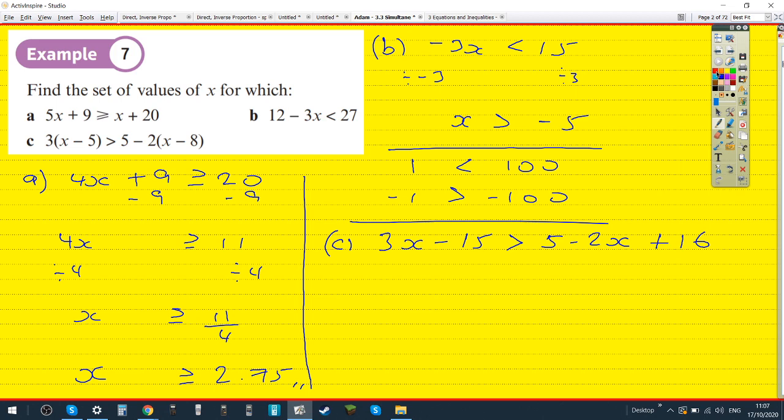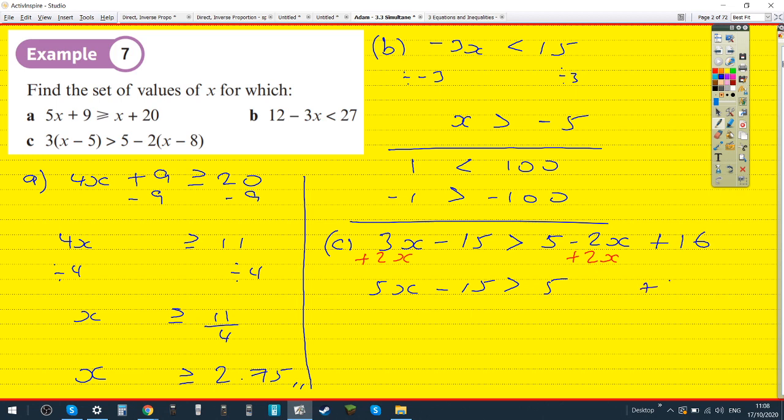Does it matter which side x is on, because there's 2 different x's? It doesn't matter. Easiest way would be to eliminate the smaller one. The small x? Yeah. So you add 2x to both sides then? Yeah. So in this case, you had to add 2x to eliminate the smaller one. And originally we had to subtract, but it's the same idea. So it'd be 5x minus 15 is greater than 5 plus 16.